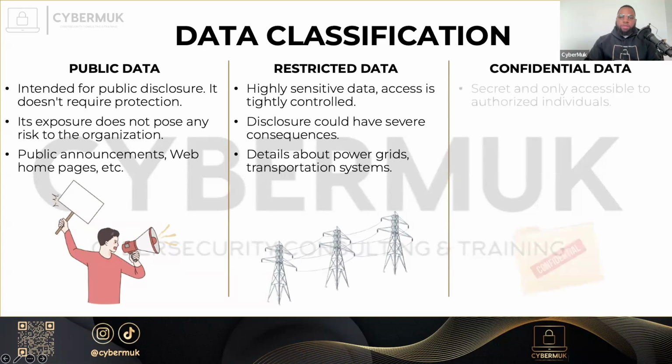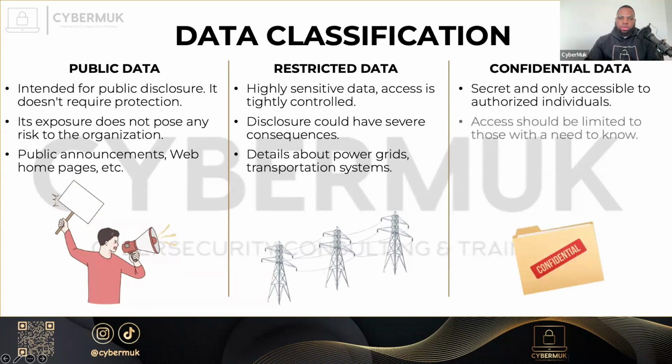Confidential data. Confidential data is secret and only accessible to authorized individuals. Access should be limited to those with the need to know. So these include trade secrets, like the Coca-Cola formula, business plans, and patents. These are confidential, secret, and only accessible by authorized individuals. Access should be limited to those with the need to know. So it should only be given out like that, but you need to have need-to-know access to view the data.